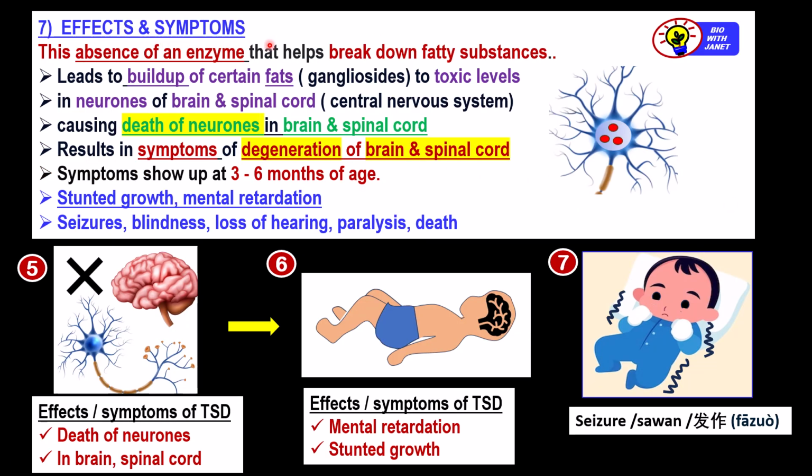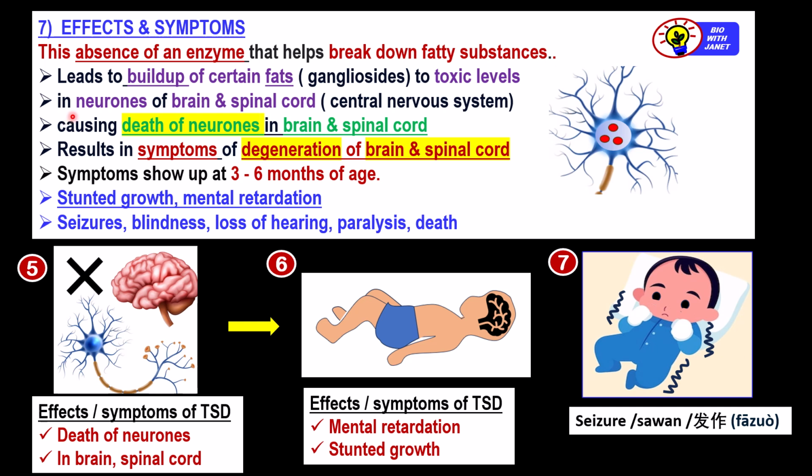Now, effects and symptoms of this disease. This absence of an enzyme that helps break down fatty substances leads to a build-up of certain fats, which we call gangliosides, in the neurons to toxic levels. You don't need to know this term, gangliosides. This is just for information.